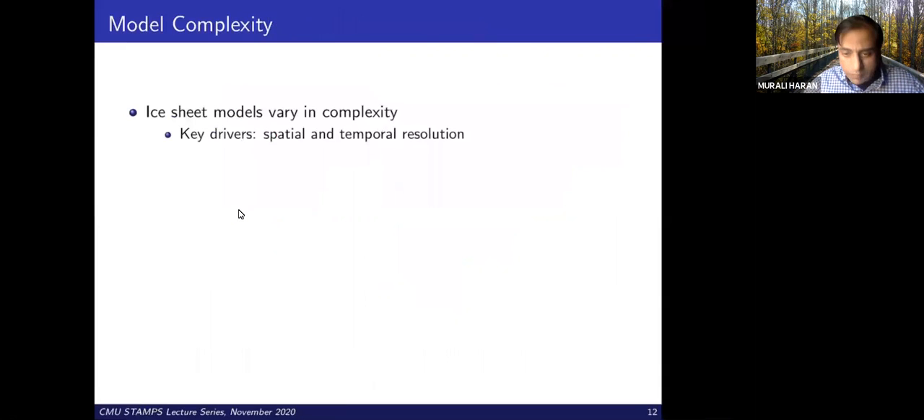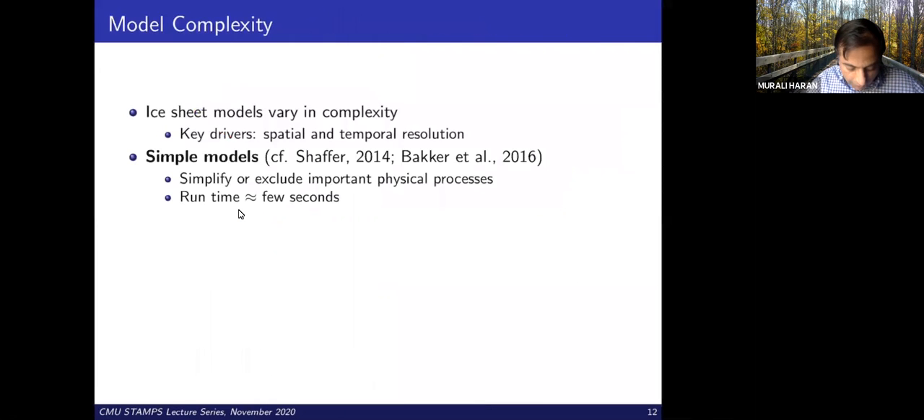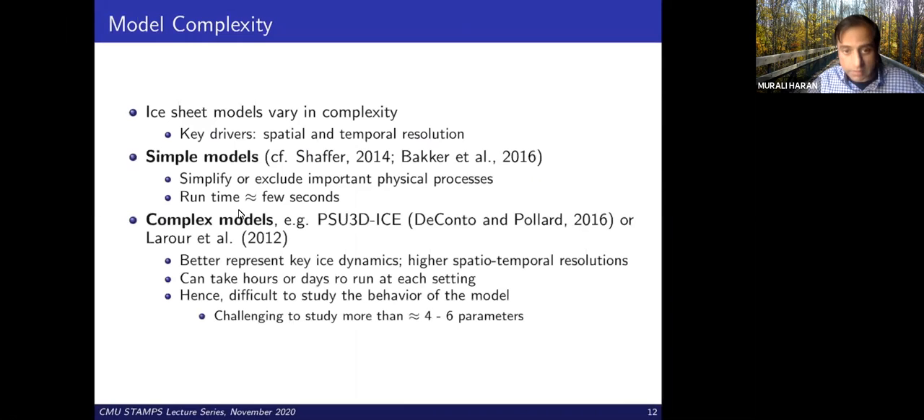Okay, so now let's talk about model complexity. Ice sheet models vary in complexity, and the key drivers of this complexity are spatial and temporal resolution, as I discussed before. There are simple models, which some people in our group use, which simplify or exclude important physical processes in the ice sheet dynamics. And the nice thing about them is the runtime is only a few seconds. So you can do a lot with these models because they're very fast.